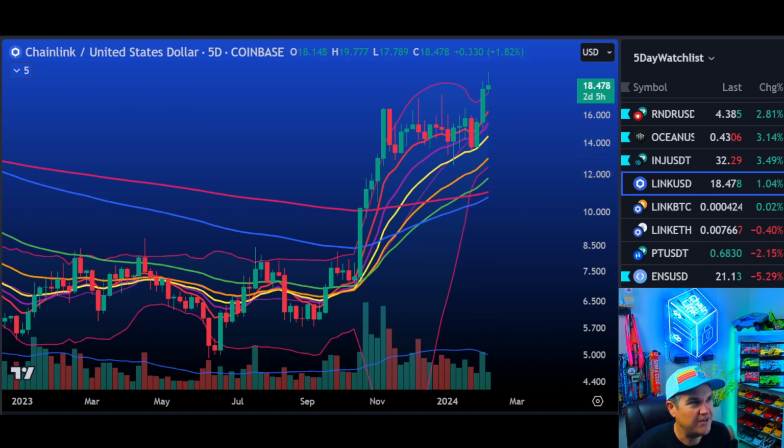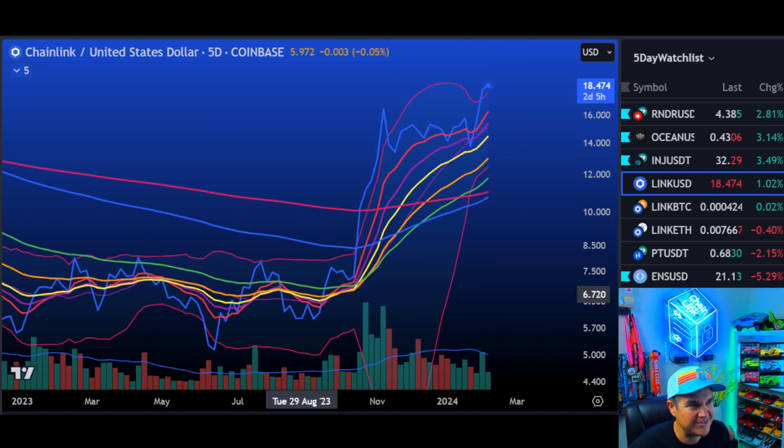Let's get right to it. So if we put this on closing price, it clears out the noise, right? What do we have here? A potential pennant pattern. What is a pennant pattern?